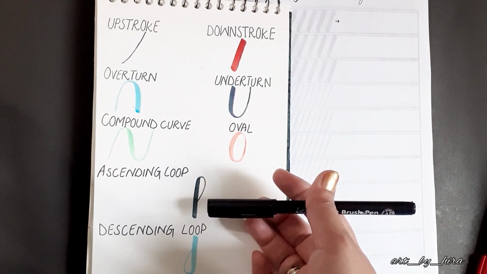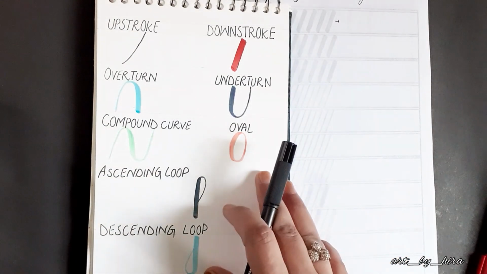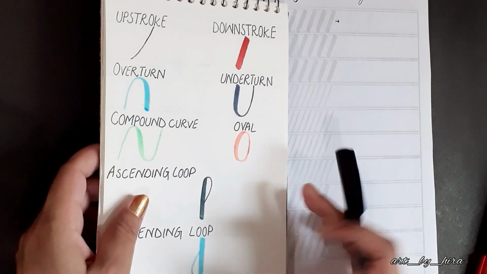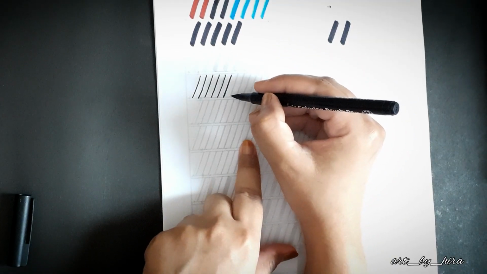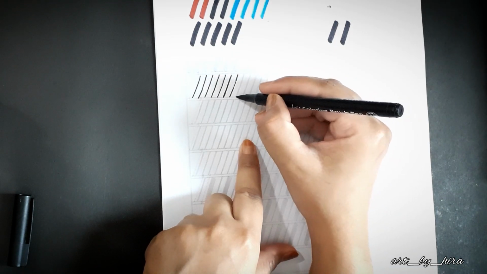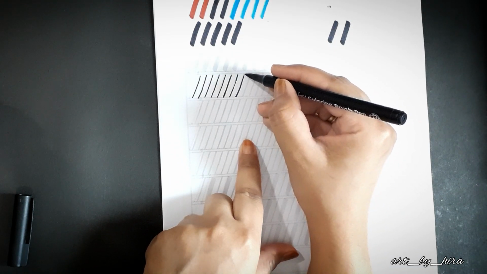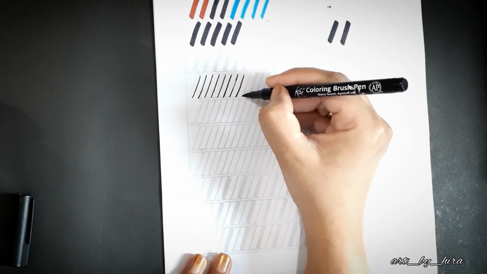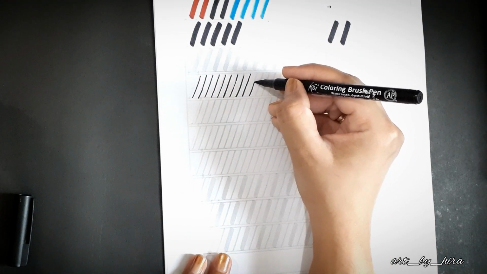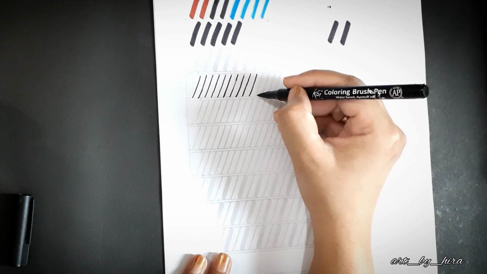I am Hira. In this video I am going to show you the basic strokes of hand lettering using a brush pen. So these are the building blocks of letters. In other words, all the letters in brush calligraphy can be created by combining these basic strokes. First of all, we will now learn about upstroke. This is also known as the entrance stroke or an exit stroke.